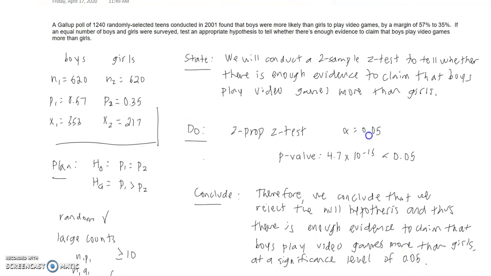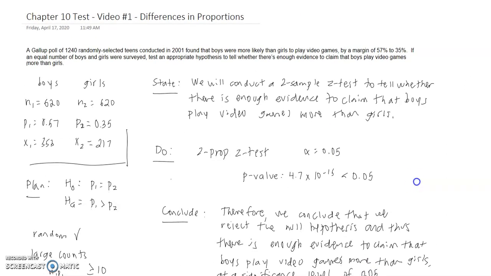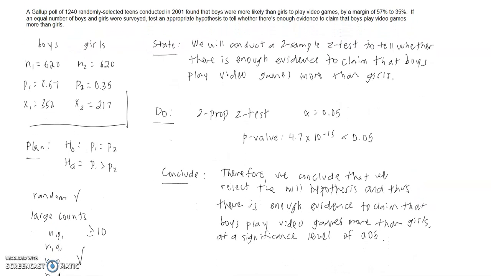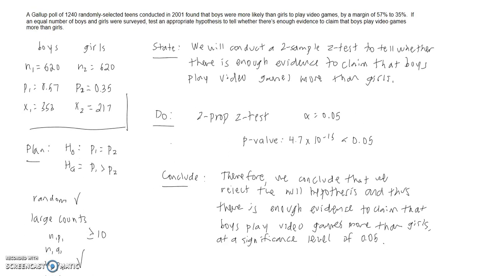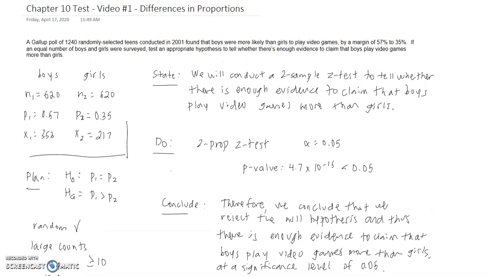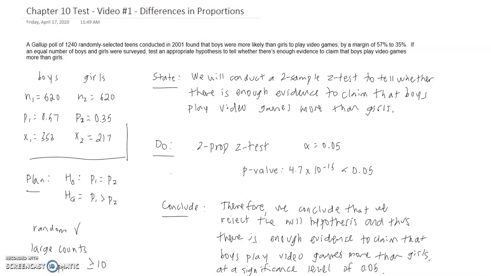All right, so for our differences in proportion study, after conducting our two prop z-test, we're able to conclude that we're going to reject the null hypothesis, and thus we are able to validate that there's enough evidence to claim that boys play video games more than girls.